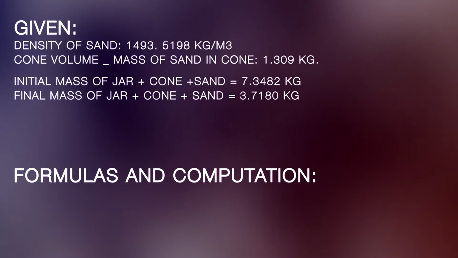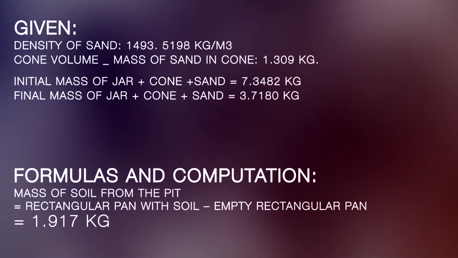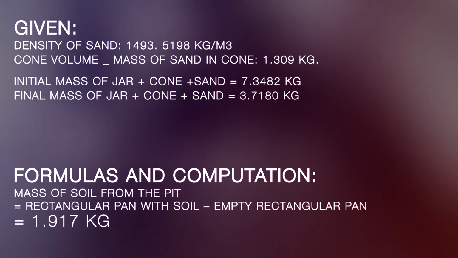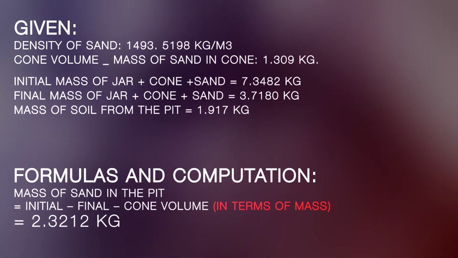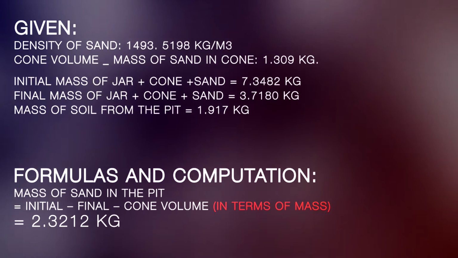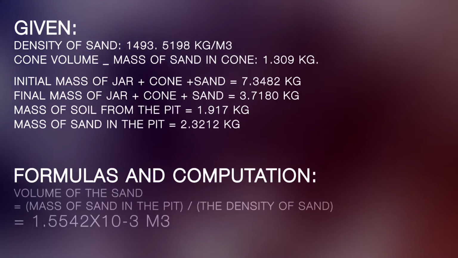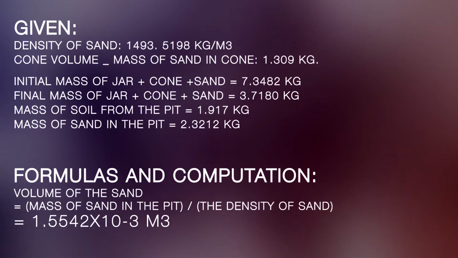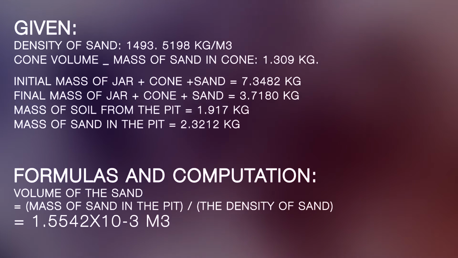And we computed the following: mass of soil from the pit, rectangular pan with soil minus empty rectangular pan, is equal to 1.917 kg. Mass of sand in the pit, initial minus final minus cone volume in terms of mass, is equal to 2.3212 kg. Volume of the sand, mass of sand in the pit over the density of sand, is equal to 1.5542 times 10 to the negative 3 meter cube.